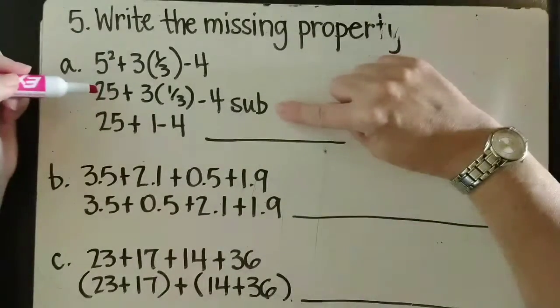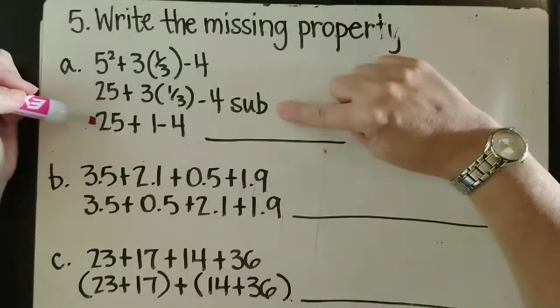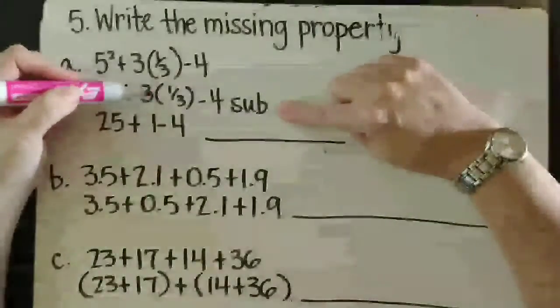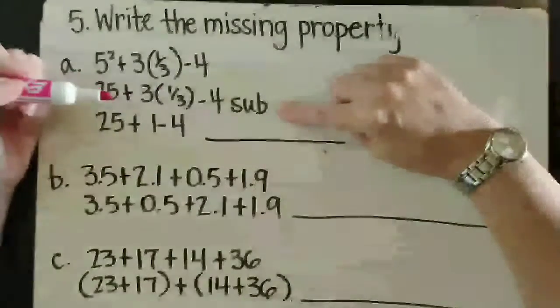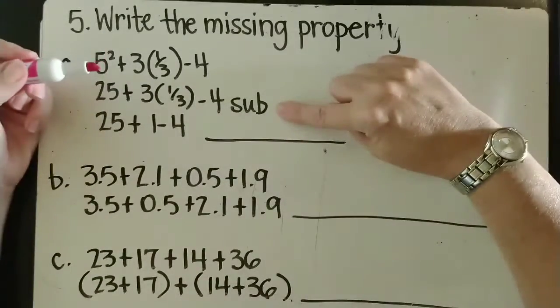Now, I would like for you to compare that with our last step. What they've done is they've multiplied 3 times 1/3 and they've replaced it with 1. I want you to think about what property that would be. Pause and then come back.